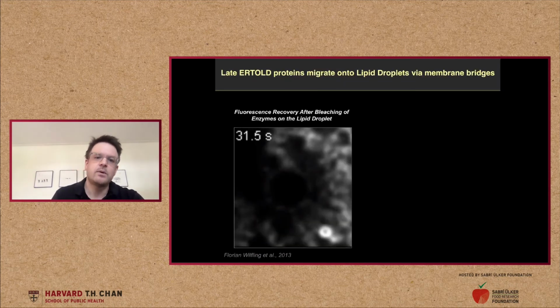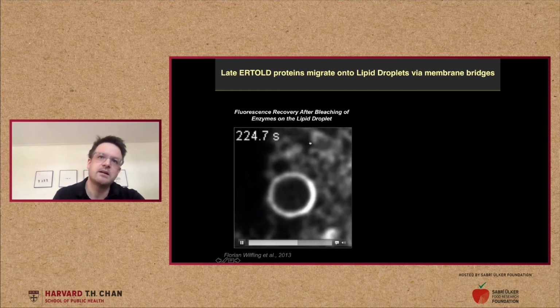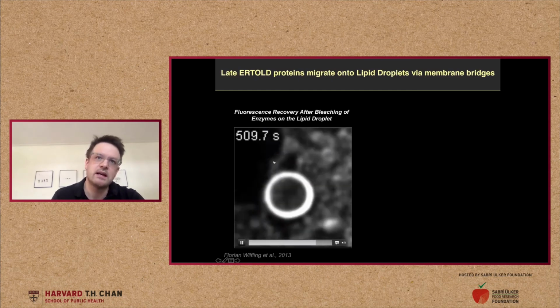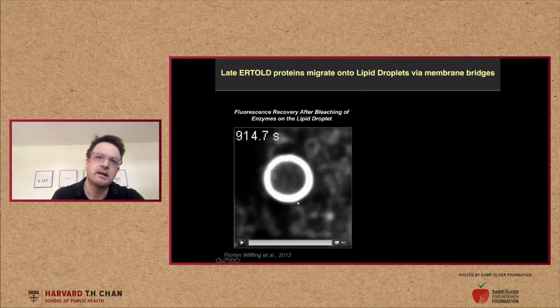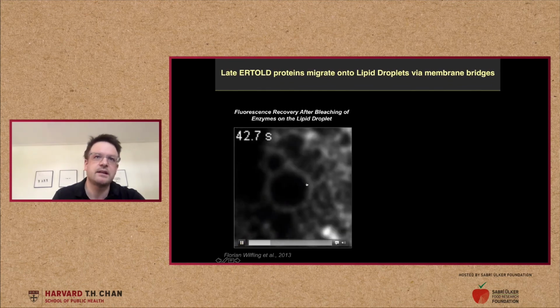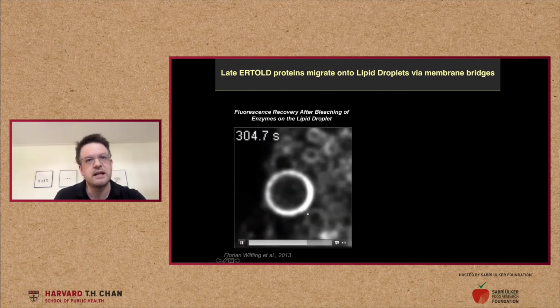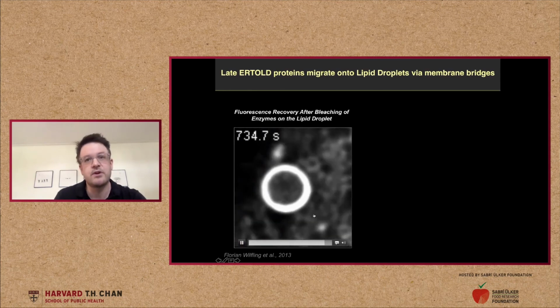And what we found in FRAP experiments is that during that time point, there appear to be abundant connections between the endoplasmic reticulum and the lipid droplet. In these experiments, we bleach the signal on the lipid droplet, and you can see that it recovers apparently through these connections between the ER and the lipid droplet.